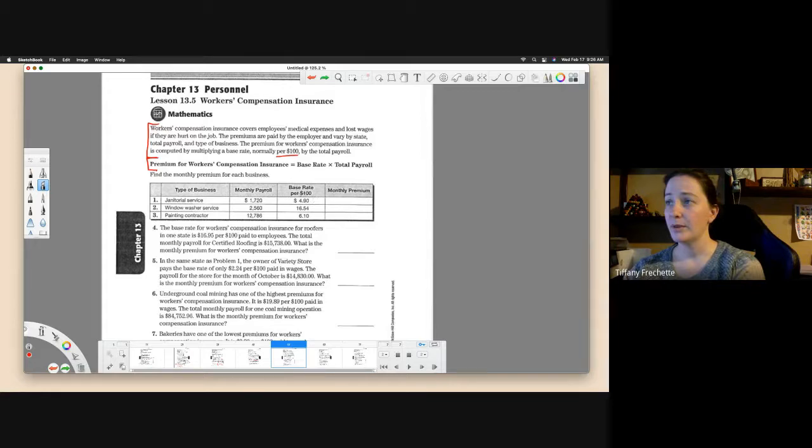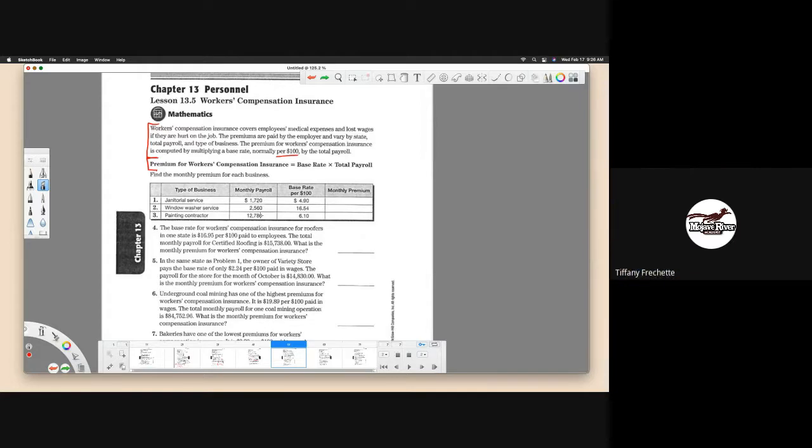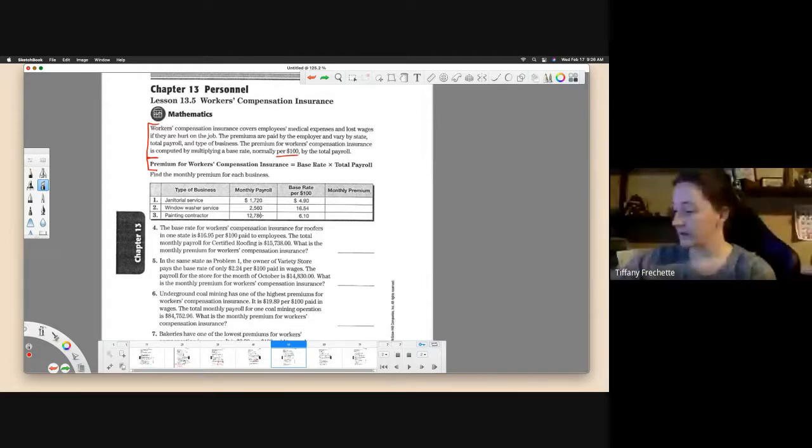We need to make sure we divide by 100. So it's per $100 that they make, so we want to make sure we divide this out. So we're going to take this number. Whoops. I have a bunch of text messages coming through all at the same time, so I'm hitting the wrong buttons here. All right, so we have 1,720. Wrong numbers put in here.